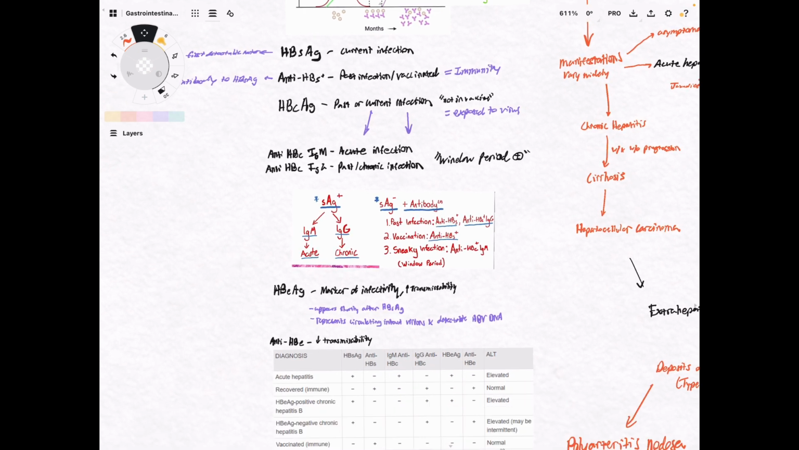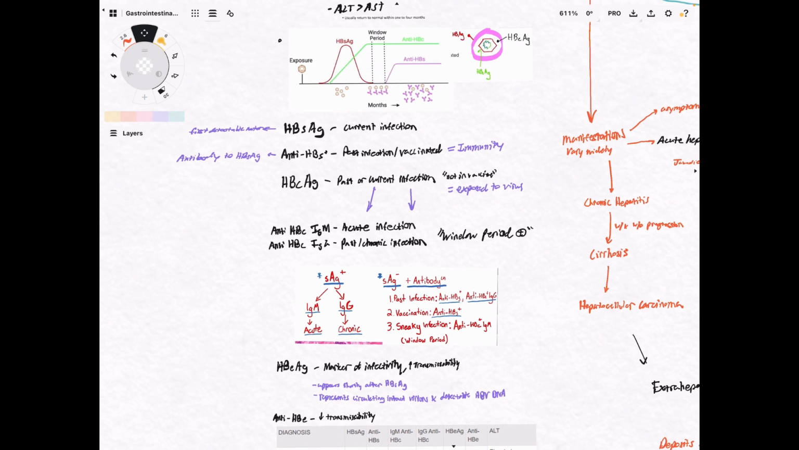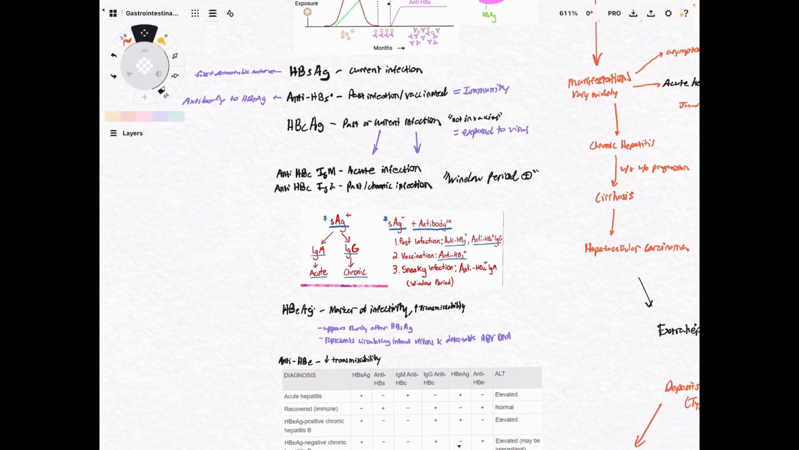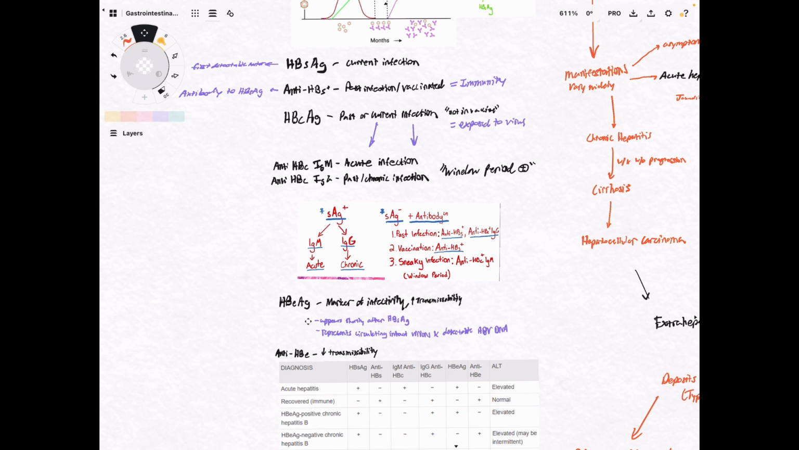All right, so we're moving on. You can kind of see the algorithm here, and here's the HBe antigen. The E one is more a marker of infectivity and transmissibility. It appears shortly after HBsAg, and it represents circulating intact virions and detectable HBV DNA. So if you have the antigen for HBe, that means you're very infectious, but if you have antibodies, that means lower transmissibility.